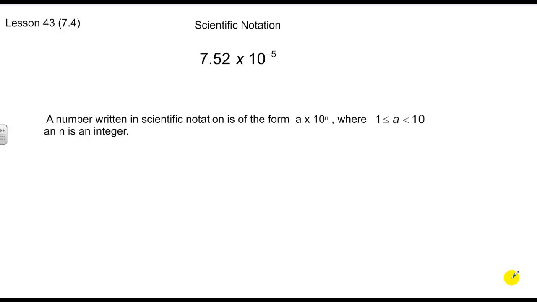So today we talk about scientific notation, which is just another way of writing a number in a different form. And usually scientific notation is used with very large numbers or very small numbers.